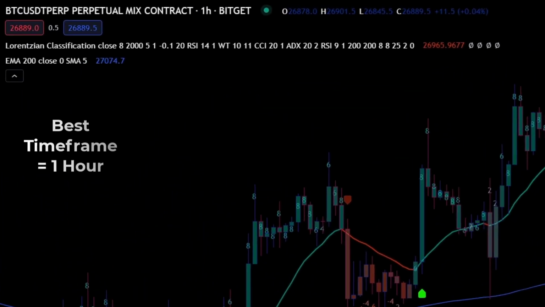I would like to note the most suitable time frame for implementing this signal strategy. Having conducted thorough backtesting for several weeks, we have concluded that the optimal time frame for this strategy is the 1-hour time frame.